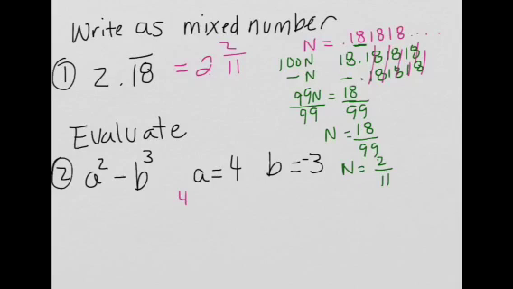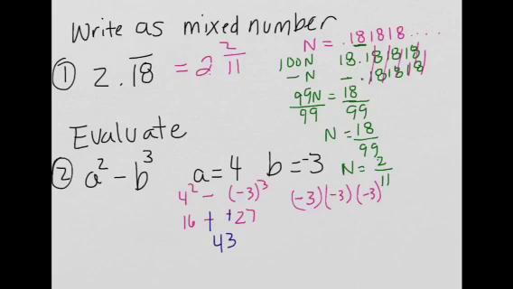Alright, for number 2 we're going to evaluate. So we're going to do 4 squared minus -3 cubed. 4 squared is going to be 16 minus -3 cubed is going to be -27, because remember this is -3 times -3, which is +9, times -3, which gives us -27. When do we subtract? Never. What do we do instead? Add a line, change the sign to the guy behind. So we're going to add 16 and 27 and we're going to get 43.